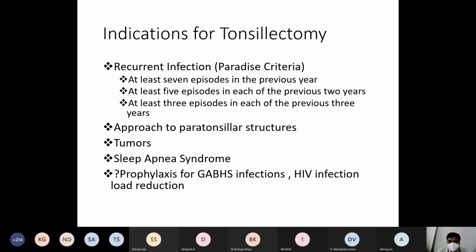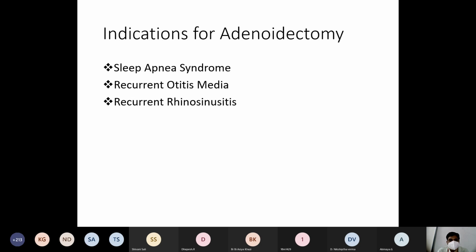It can be done as a procedure to approach the paratonsillar structures such as the lingual branch of the glossopharyngeal nerve and the styloid process of the temporal bone. It can be done for tumors of the tonsil to remove the tumor itself as a primary curative treatment. It can be done in sleep apnea syndrome to relieve the obstruction caused by the enlarged tonsils. It can also be considered as a prophylactic method when there is a streptococcal carrier state or HIV infection, but it is very unusual to use those as indications for tonsillectomy.